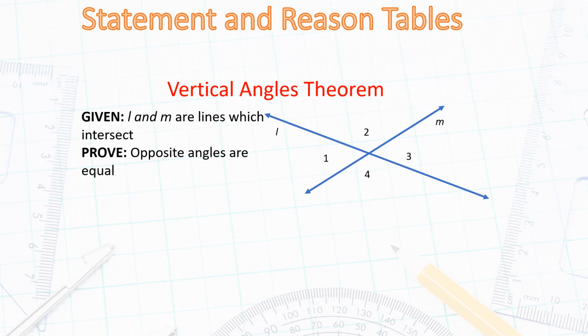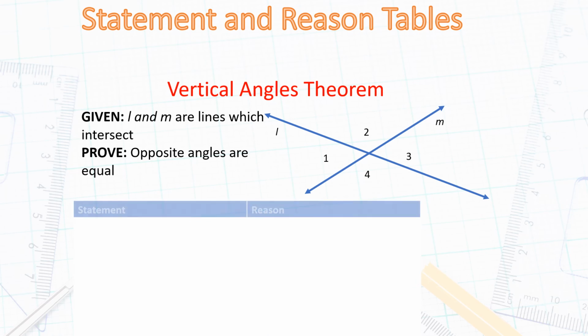I want you to think about what you know already about these angles, list out all the things you know, and then try and assemble them in a way that shows that angle 2 and angle 4 must be equal. And we can just pick those two. You can do 1 and 3 as well if you wanted. But you draw a statement reason table, so a table where you divide it down the middle.